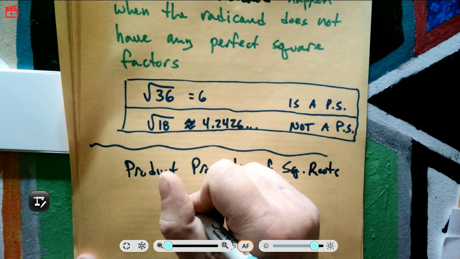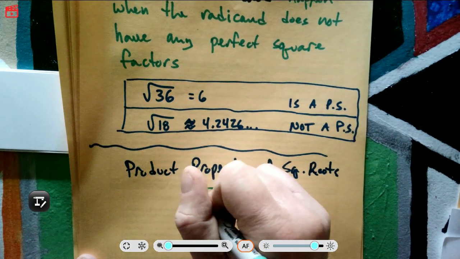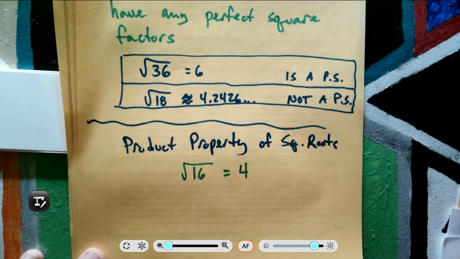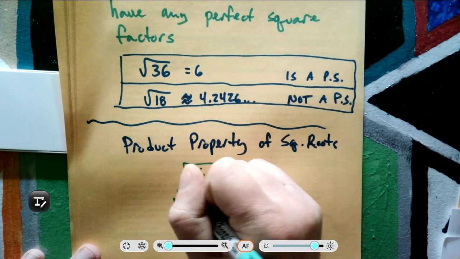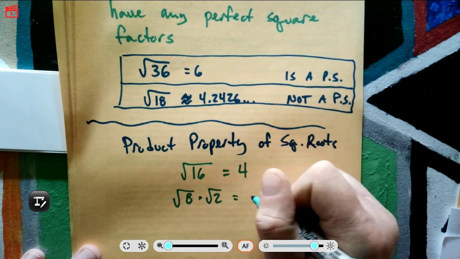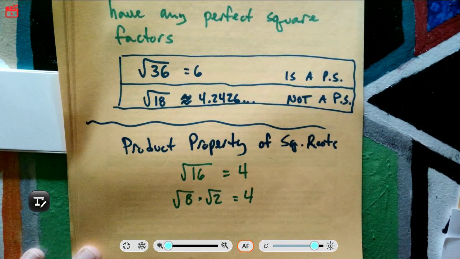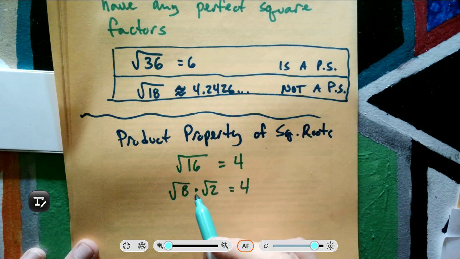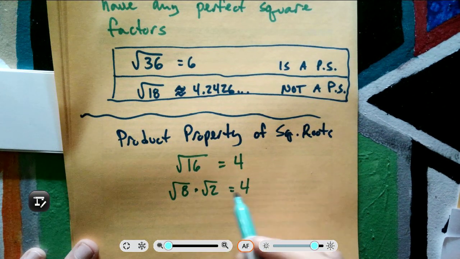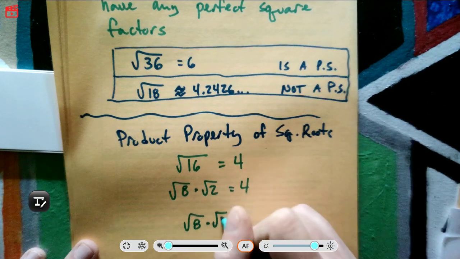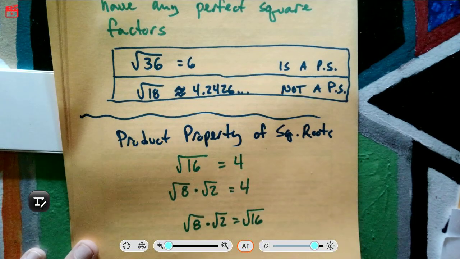If I take the square root of 16 and put that in my calculator, I get 4. If I take the square root of 8 times the square root of 2 in my calculator, I also get 4. So since the square root of 16 equals 4 and radical 8 times radical 2 equals 4, then the square root of 8 times the square root of 2 equals the square root of 16.